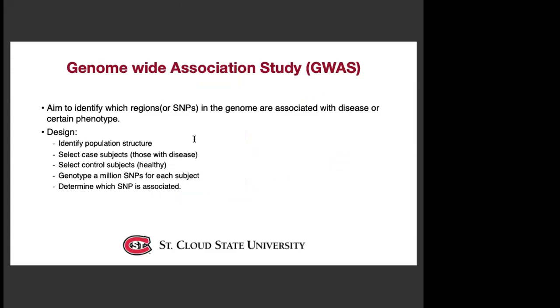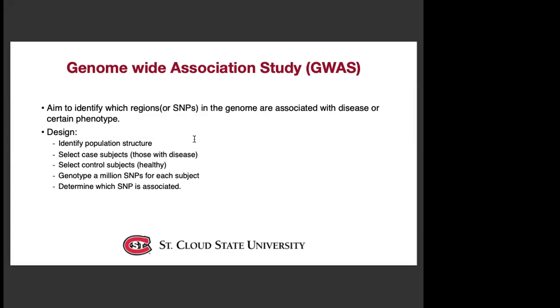So what we are aiming for is to identify which region, gene, or SNPs in the genome are associated with disease or a certain phenotype. The study design takes into consideration the population structure. We know that, for example, African Americans are likely to develop hypertension, so their prevalence of hypertension is higher than in European or Asian ancestry. Asian populations, on the other hand, are more likely to get type 1 or type 2 diabetes. So we need to take the population structure into consideration.